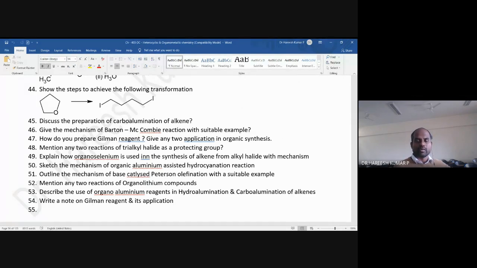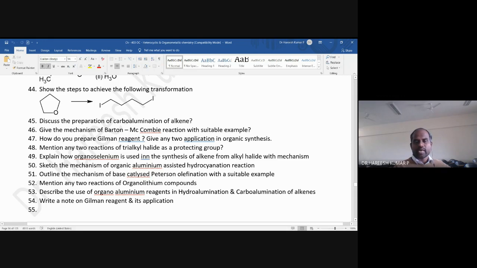It is an organometallic related question. Explain how organoselenium is used in the synthesis of alkene. Maybe you can write down about the alpha, beta unsaturated compounds, how they are synthesized. And here they are asking particularly how the alkene is obtained from alkyl halide. So you have to mention the mechanism. It is there in the notes, you just look into this.